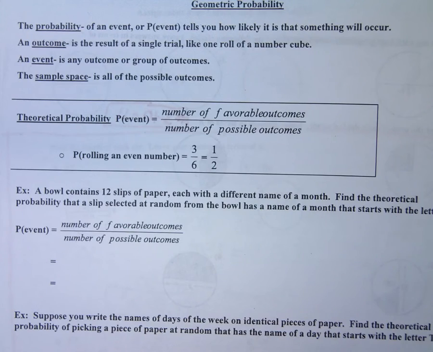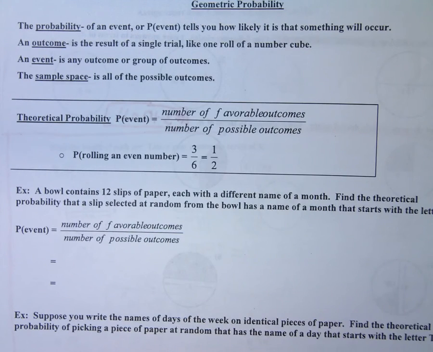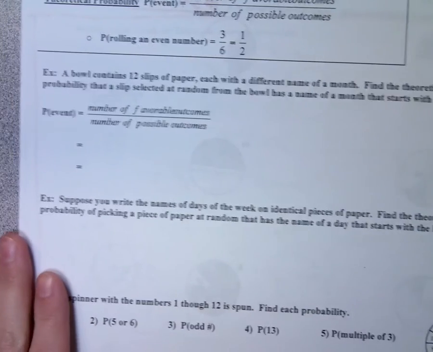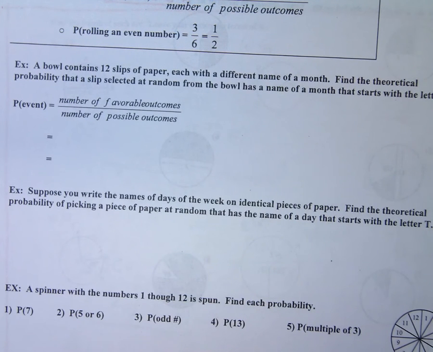So I just wanted to cover a few of these, and then we'll go back and talk about geometric probability. Okay, so this example. It says a bowl contains 12 slips of paper, each with a different name of the month. Find the theoretical probability that a slip selected at random from the bowl has a name of a month that starts with the letter J.